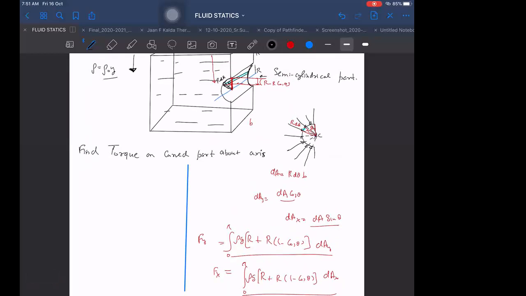Just integration only you have to do. What is the problem? Is the integration becoming tough? No, sir, easy only, sir. We are in the process. Yeah, why is it?